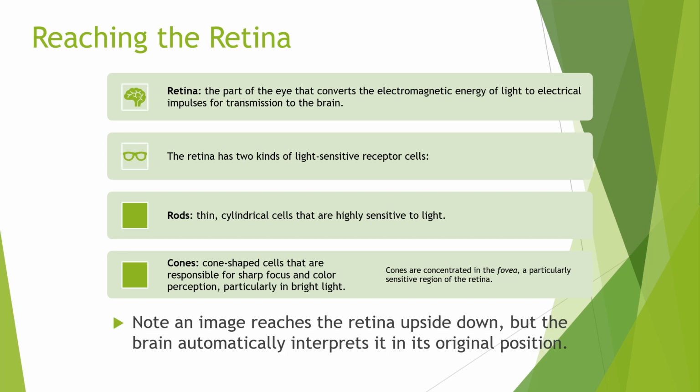Now, an image reaches the retina upside down. If you remember from a few slides ago, whenever we had that picture of the camera and the picture of the eye, we said that whenever it reaches the inside part of the camera, it's flipped upside down, and the same thing whenever it reaches the back of the eye, the retina. However, your brain automatically interprets the information in its original upright position. When that image reaches the retina, it's upside down, but your brain will interpret it as though it is right side up.